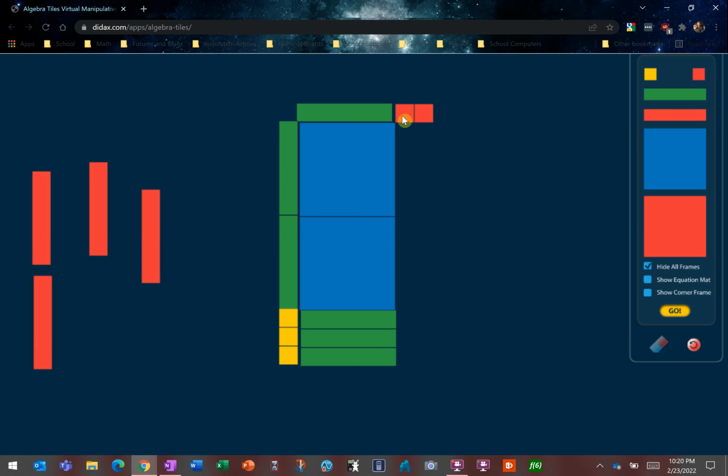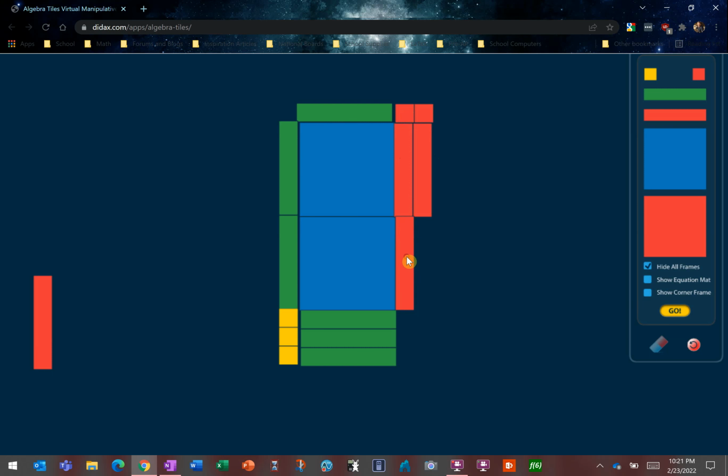Also, we are doing a negative times a positive. Anytime you have 2 tiles where one is red and one is not red, the resulting answer is always going to be red, because a negative times a positive is a negative. Think of the opposite of a positive. Same thing here, the opposite of a positive and the opposite of a positive.